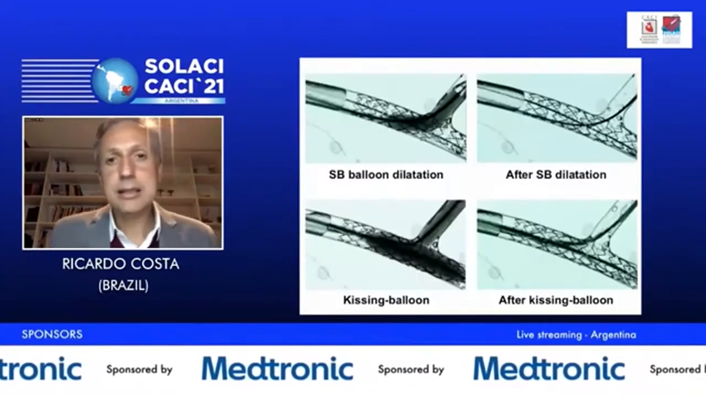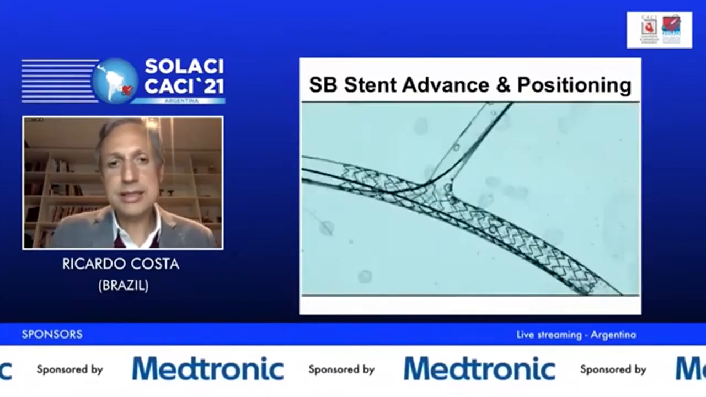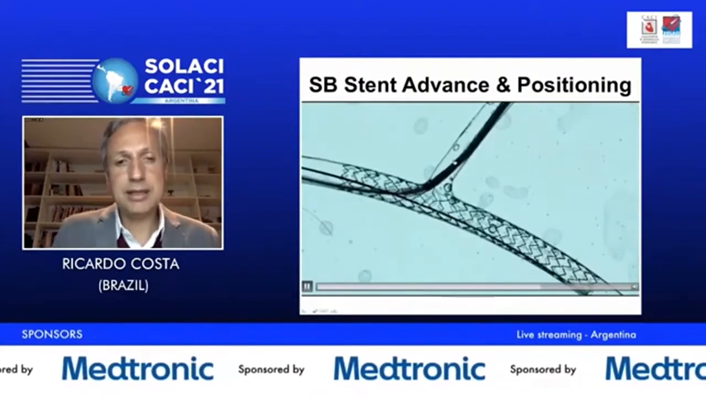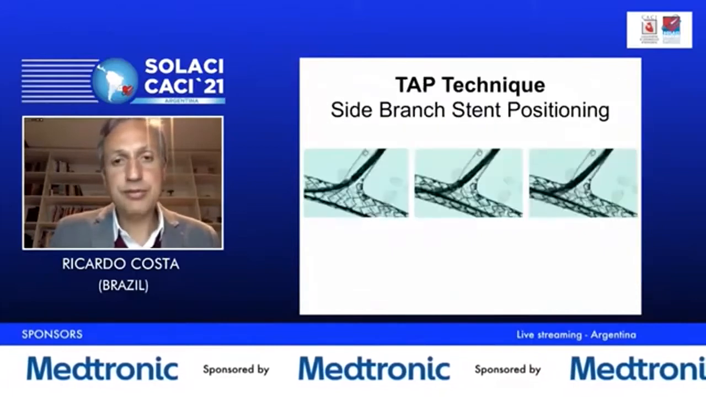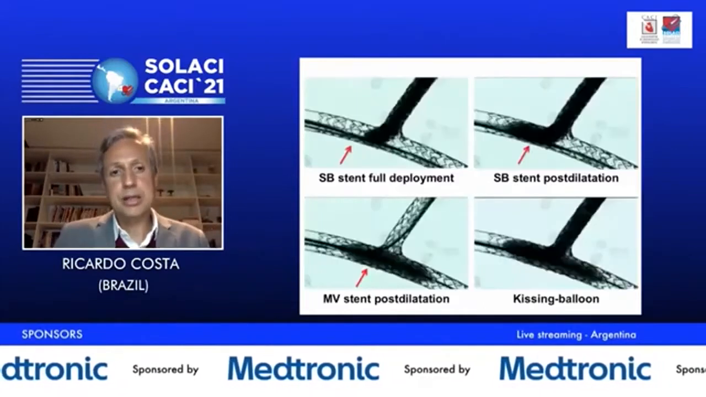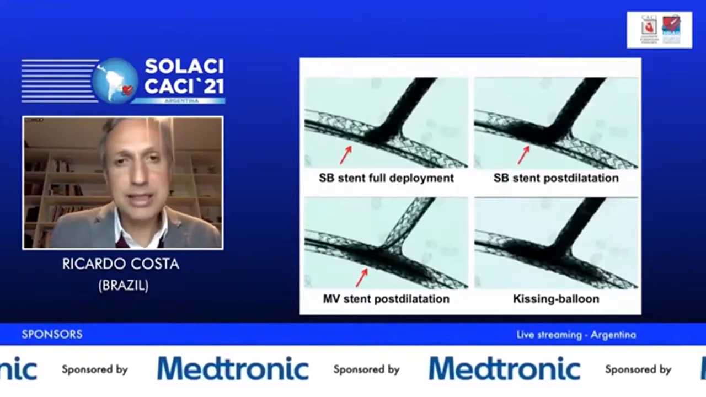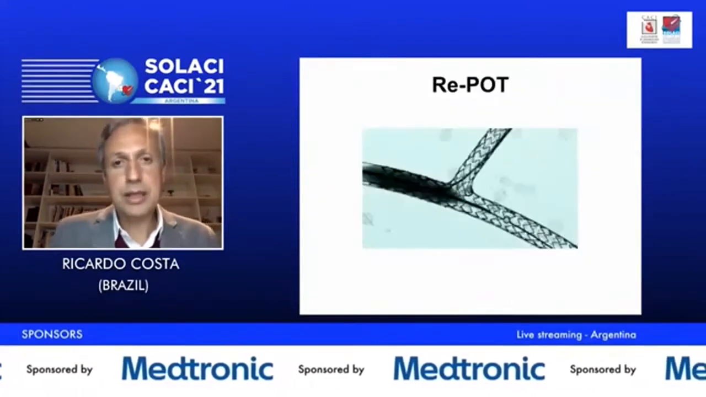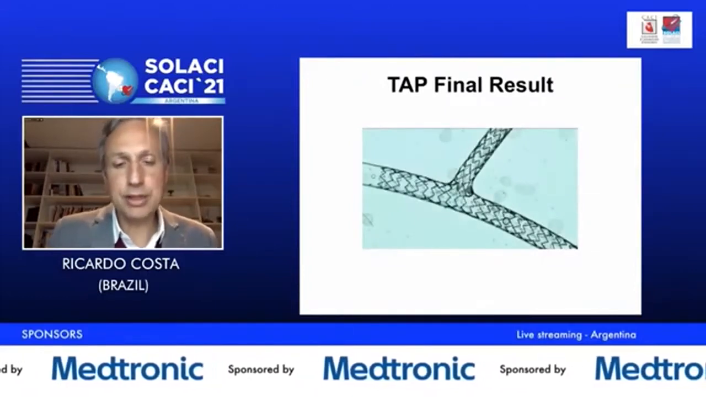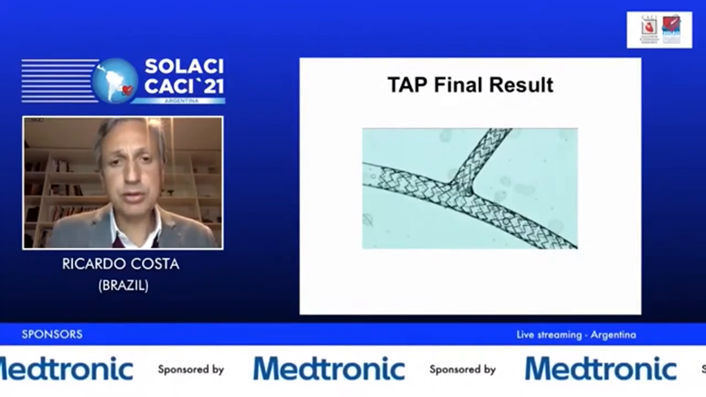The step by step of this provisional strategy includes side branch balloon dilation, a kissing balloon, something interesting to do. And if we want to continue with a crossover strategy, we can facilitate the position within the provisional strategy. We need to optimize the expansion, kissing balloon, and this is the final result. This is the provisional strategy technique that we recommend.